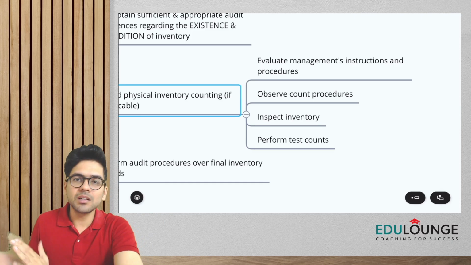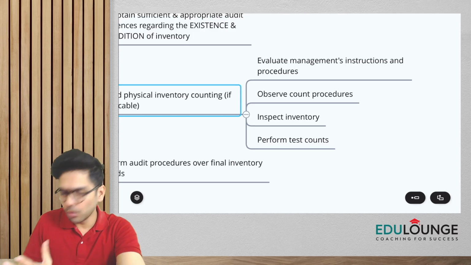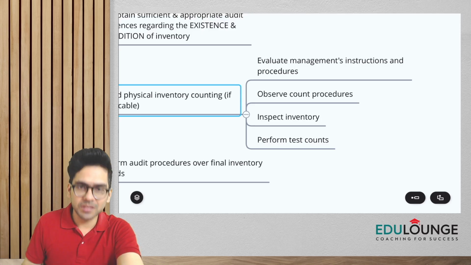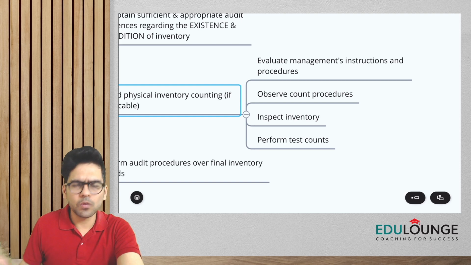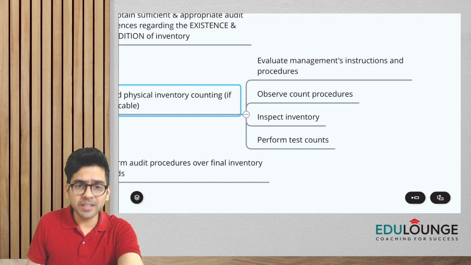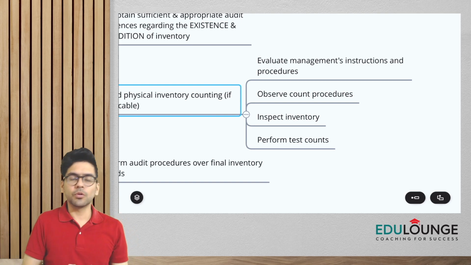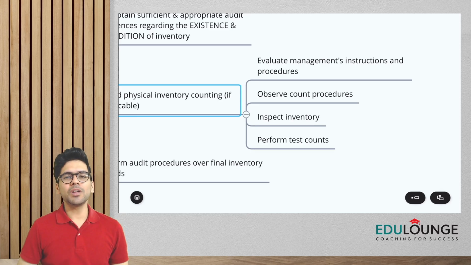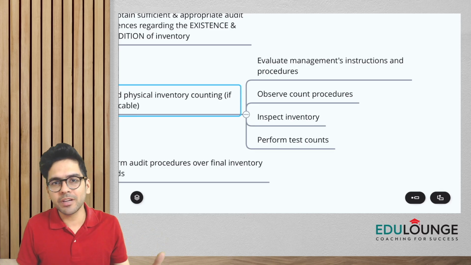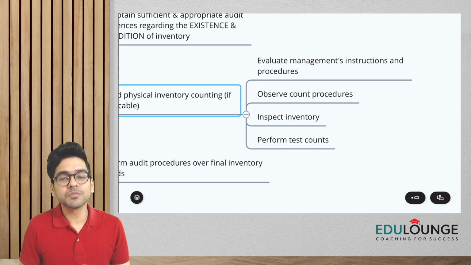Let's say there are certain carton boxes. You would want them to open the carton boxes and count what is inside, how many bottles are inside, or the strips of medicines are inside. So you would also want to do some test counts. Okay, so when you attend the physical inventory counting, it's not that you're going to have fun and have tea and coffee there. No, you have to follow these things.